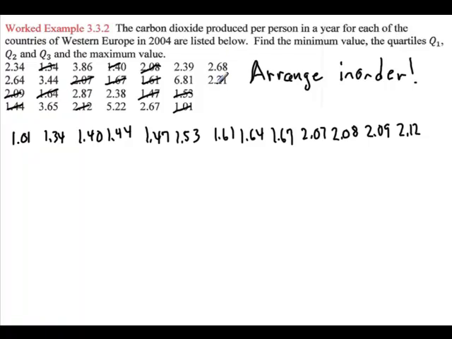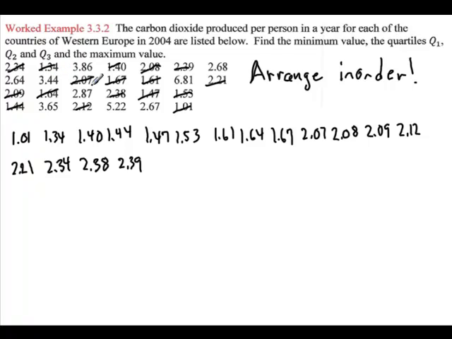And I'm looking at this 2.21 over here. 2.34, 2.38, 2.39. Okay, make sure I cross those off, right?